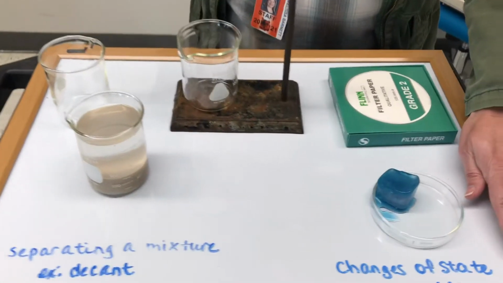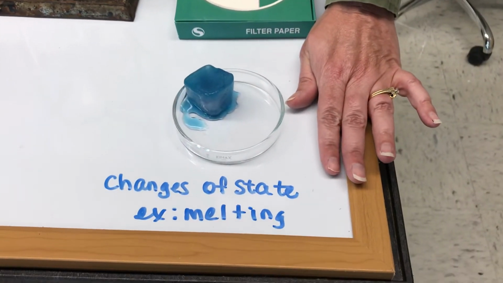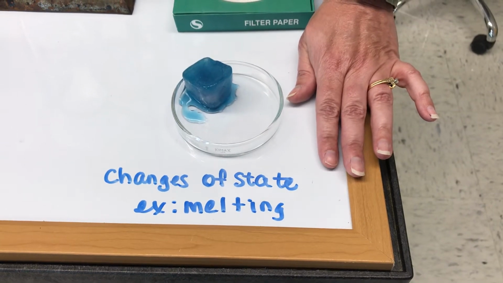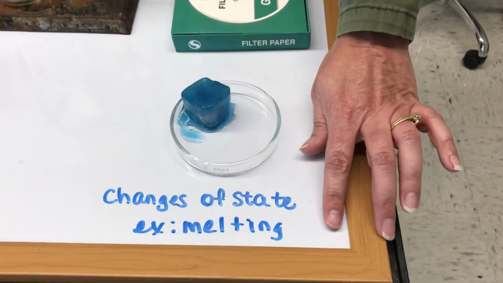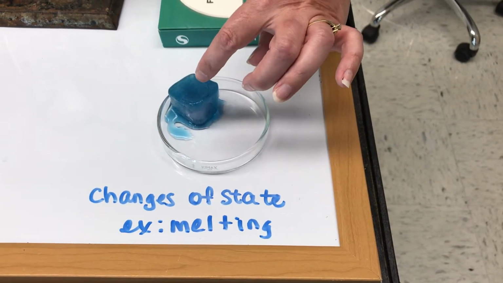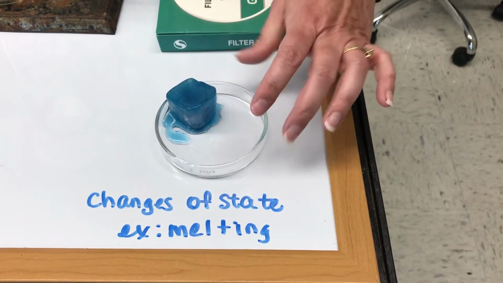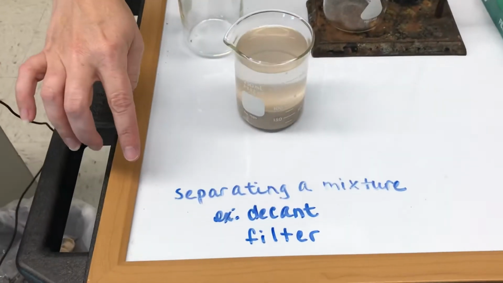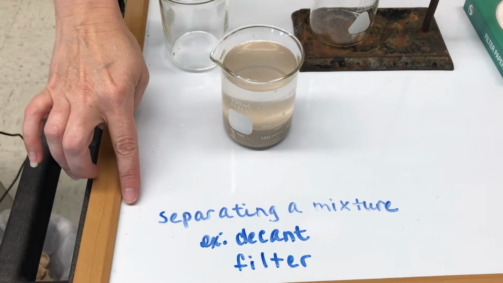All right, so one example of a physical change would be changes of state, which was part of your lesson for the first section. So we know one type is melting. So you can see here's my ice cube. It's sitting out at room temperature. It's going from a solid to a liquid. Okay. The second type of physical change we can talk about is anything that involves separating a mixture.